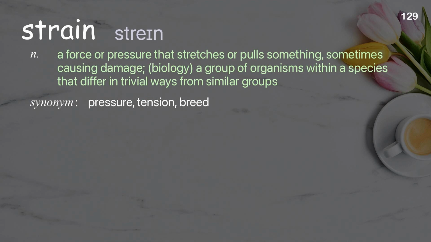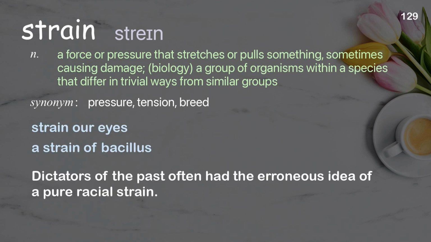Strain. A force or pressure that stretches or pulls something, sometimes causing damage. Biology: a group of organisms within a species that differ in trivial ways from similar groups. Examples: Strain our eyes. A strain of bacillus. Dictators of the past often had the erroneous idea of a pure racial strain.